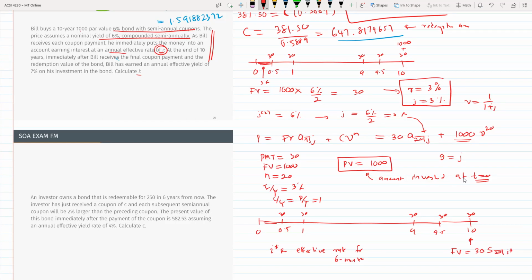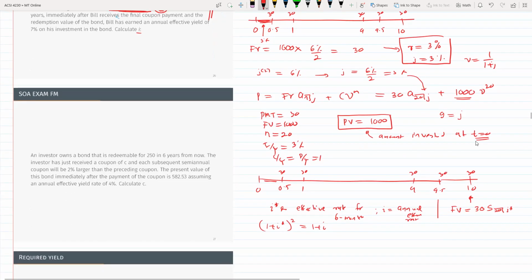And we need I. So how are I star and I going to connect? (1 plus I star) squared equals 1 plus I. I is the annual effective rate. They are connected using this formula. So this would be the future value. Okay, so now let's go to the problem again.